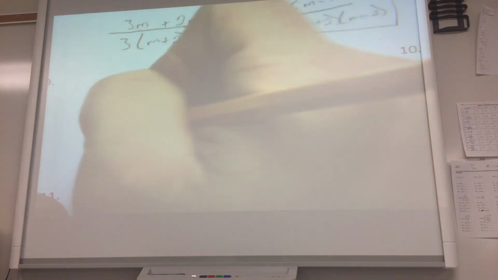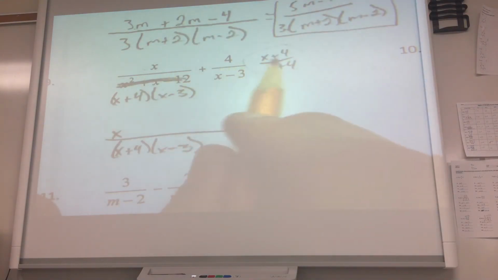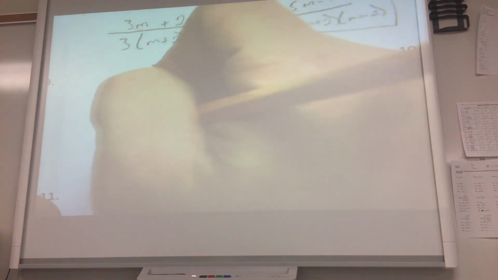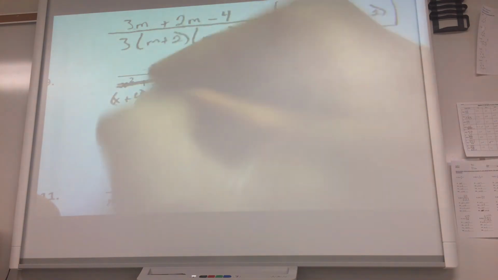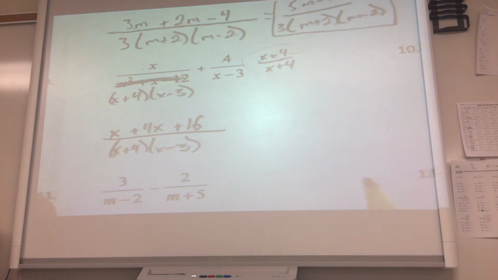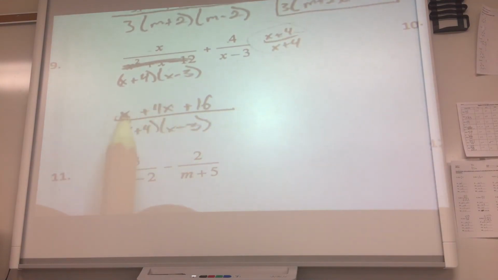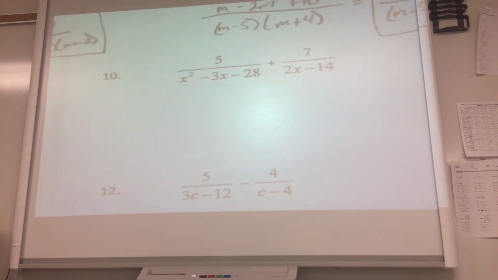I have x on the left side. We didn't do anything to it. I have on the right side 4 times x, which is 4x, and I have 4 times 4, which is 16. For the sake of just getting through this paper, I'm not going to simplify that, so your final answer is 5x plus 16 over that denominator. Okay, this one.